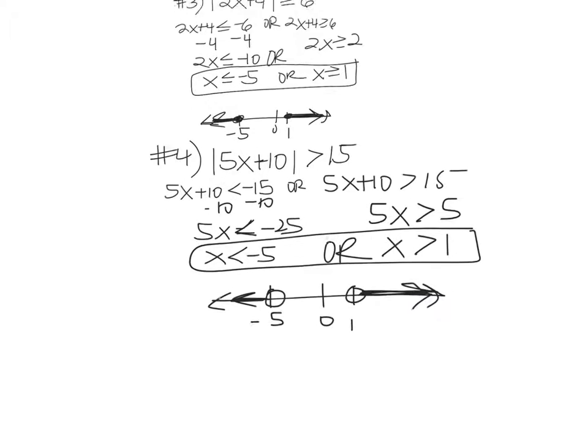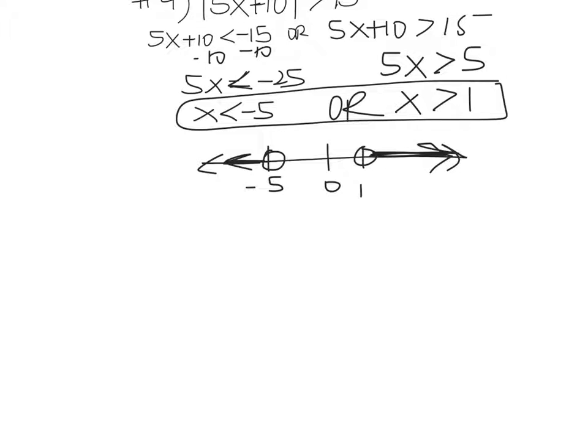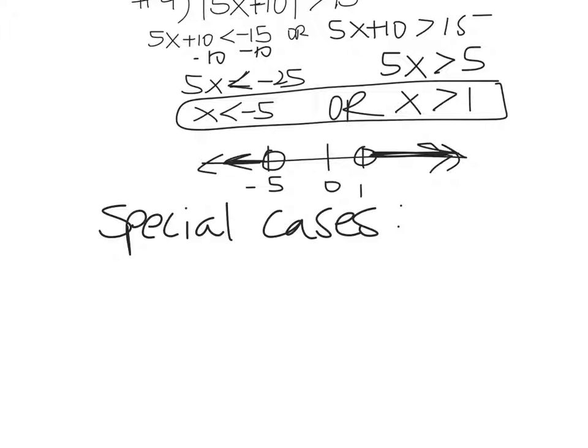Nice. Okay, so let me go ahead and we're going to do, I've got one more, kind of 2 more examples, but I want to show you something that happens. So if I have the absolute value, so these are some special things that can happen, some special cases.